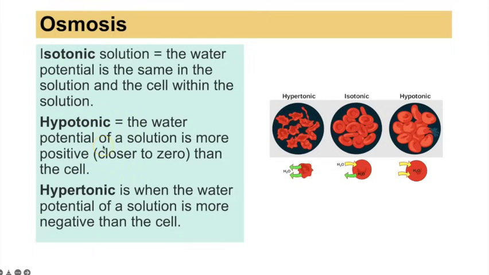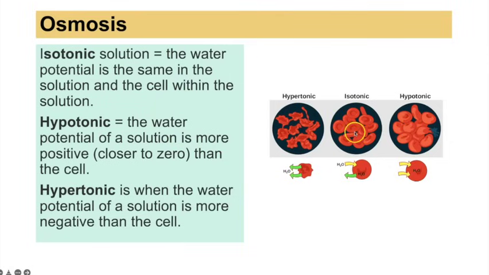Now, 3 key terms that you need to know linked to osmosis are isotonic, hypotonic, and hypertonic. An isotonic solution is when the water potential is the same in the solution and the cell. Hypotonic is when the water potential of the solution is more positive, so closer to 0 or closer to pure water, compared to the cell. Hypertonic is when the water potential of the solution is more negative than the cell, so there'd be more solutes dissolved in it. And in an animal cell, we can see the impact that would have.